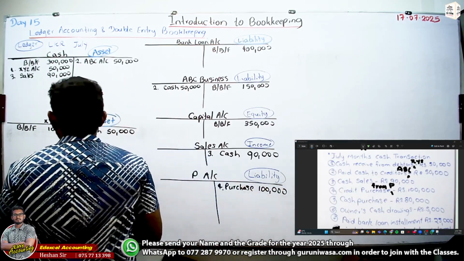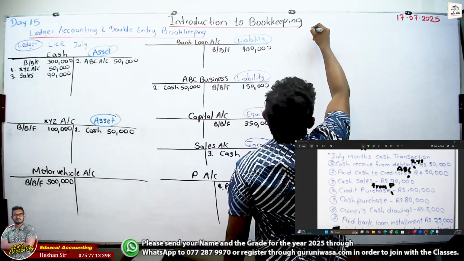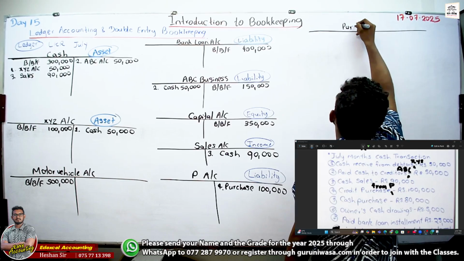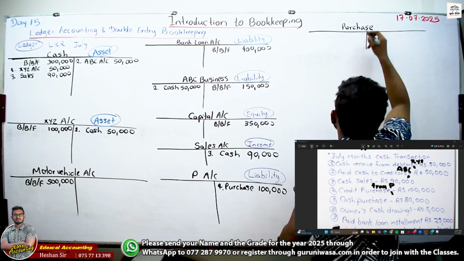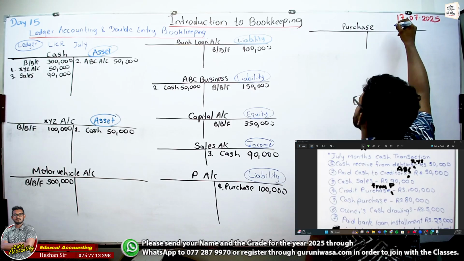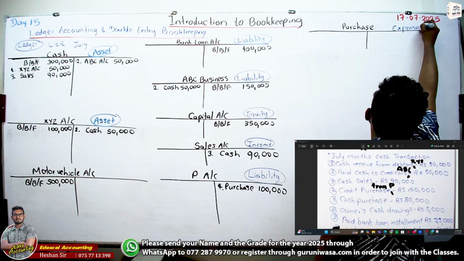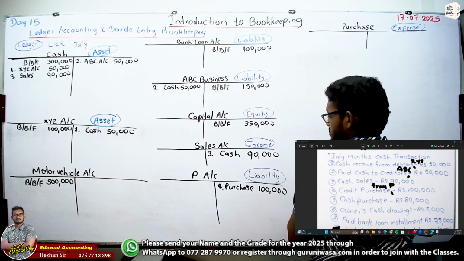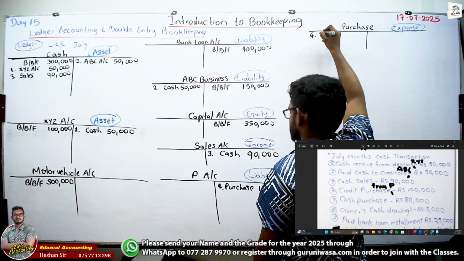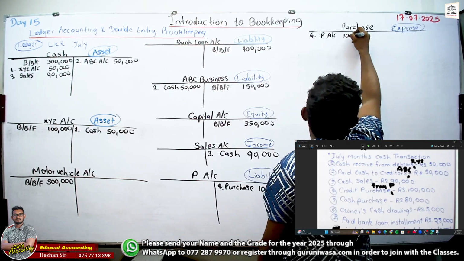Purchase account debit. You need to have another account called purchase account. Purchase is an expense account. Expense increase. Number 4 as P's account 100.